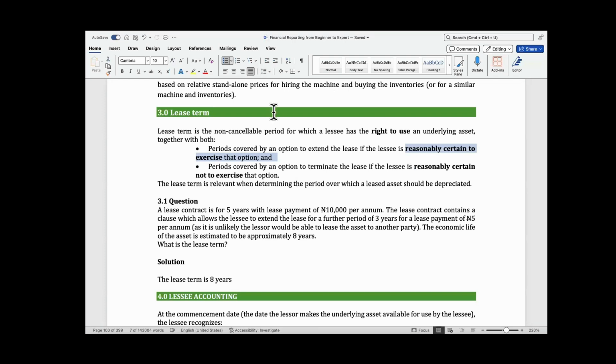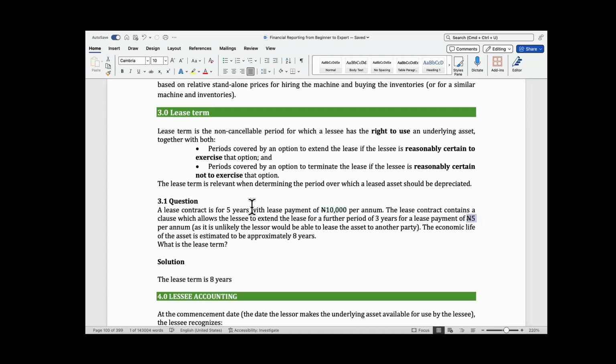So what I'm saying is this. So let's say we have a lease contract of 5 years here, okay? And we are paying 10,000 naira per annum. So the lease contract contains a clause which allows the lessee to extend for a further 3 years. Okay. So this agreement says, okay, you can extend for another 3 years, and you are going to be paying only 5 naira. Is what I'm saying. So from here now, we can say that we are reasonably certain that the lessee will extend. Because in the original period, he was paying 10,000 per annum. Now you only pay 5 naira. So it's favorable.